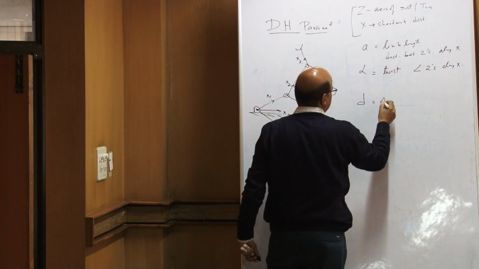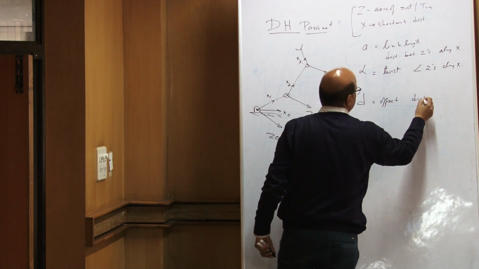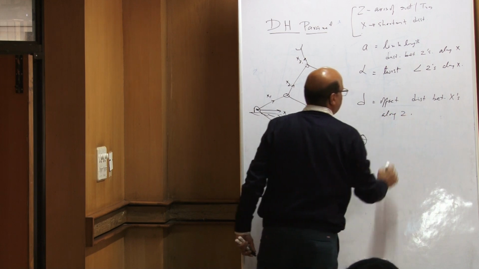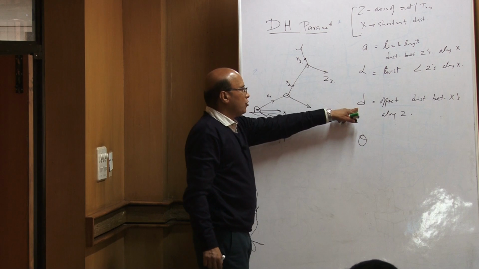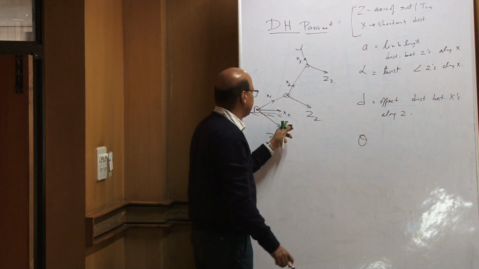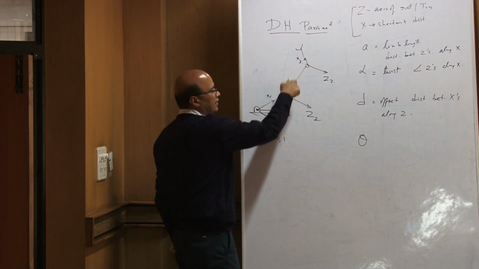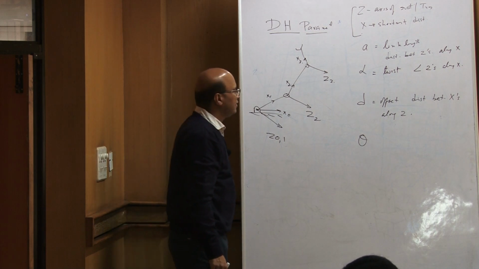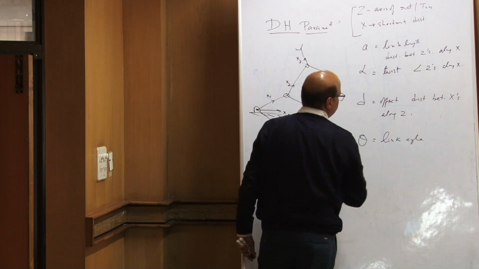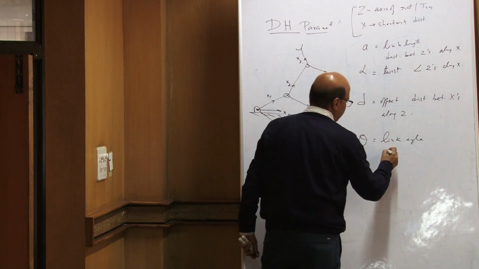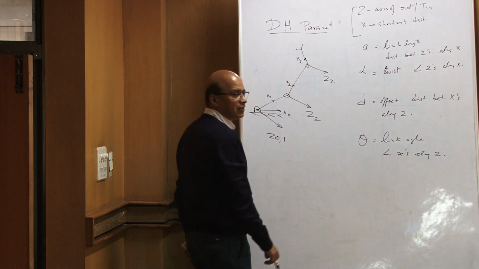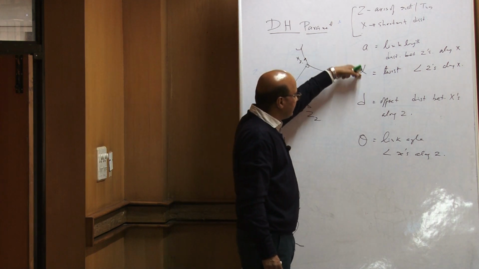d is the offset between x's. So d is the offset distance between the x axes, and it is measured along the z axis. In this case, the x axes are all intersecting, so there is no offset distance. Okay. So A, alpha, d and theta. Theta is called the link angle, which is the angle between the x axes. If you note, it is only the x axis and z axis that are playing a role, nothing else.